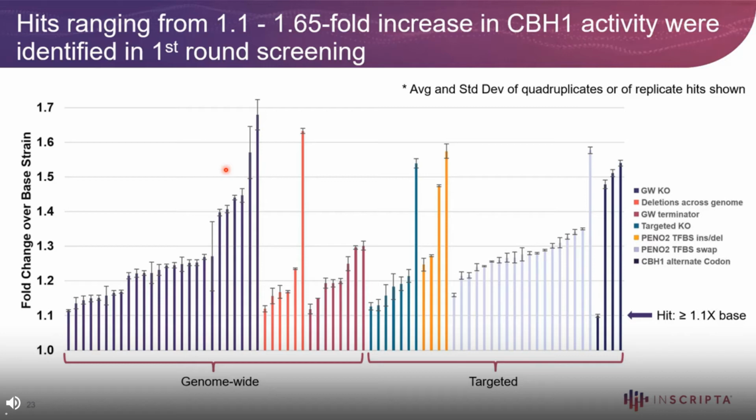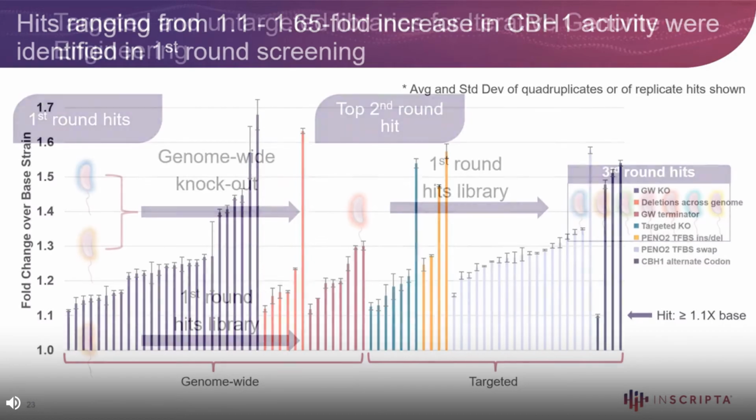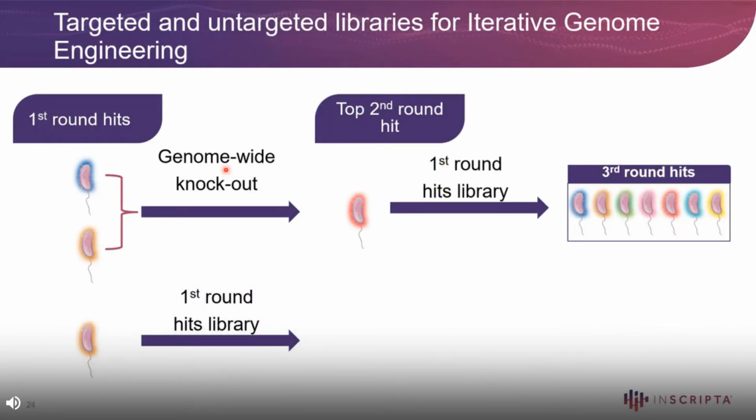So now, we identified all this diversity. Now we want to start to build on that diversity. And we decided to use 2 different strategies in doing that. So for the second round, we wanted to do a targeted type of library as well as an untargeted type of library. So again, that's what we did in our first round, right? It's an unbiased approach, an untargeted approach, and then a targeted type of approach, or a rational type of approach.